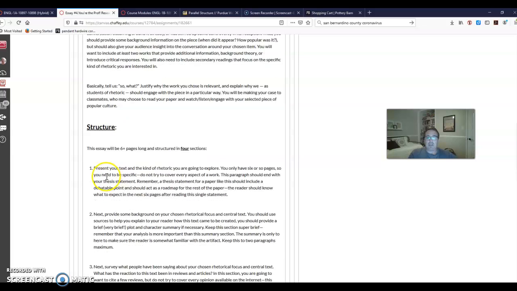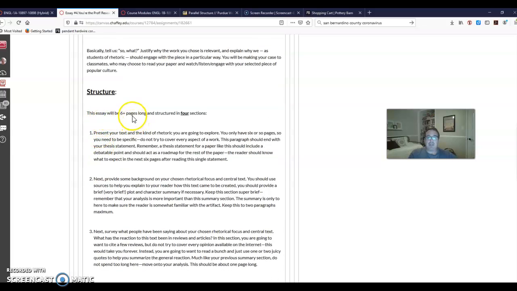So let's look at the structure. As I said, it should be 6 or more pages in roughly 4 sections. So of course your introduction, where you present your text and the kind of rhetoric you're going to explore. This is like your introductory paragraph. You only have 6 pages around there, so you need to be specific, right?